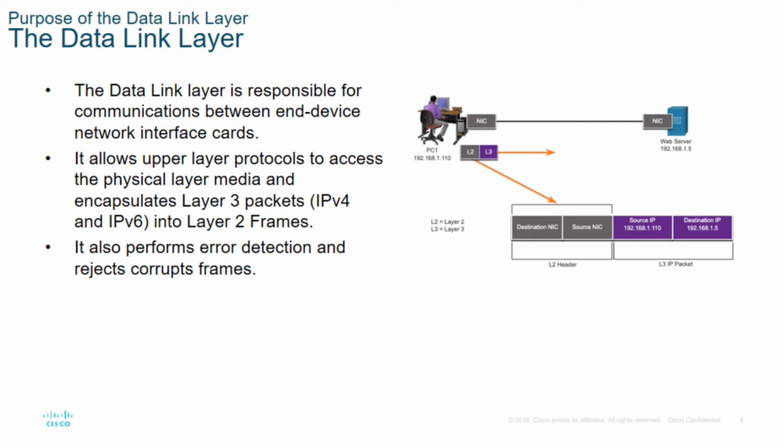Number three, it controls how data is placed and received on the media, right? Number four, it exchanges frames between endpoints over the network media, and it receives the encapsulated data, usually layer 3 packets, and directs them to the proper upper layer protocols. And the final one, it performs error detection and rejects any corrupt frames.